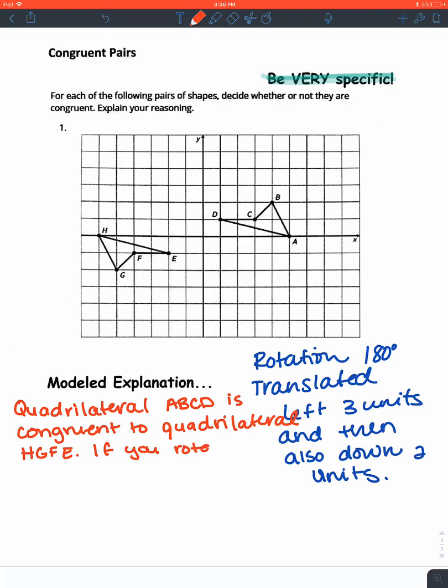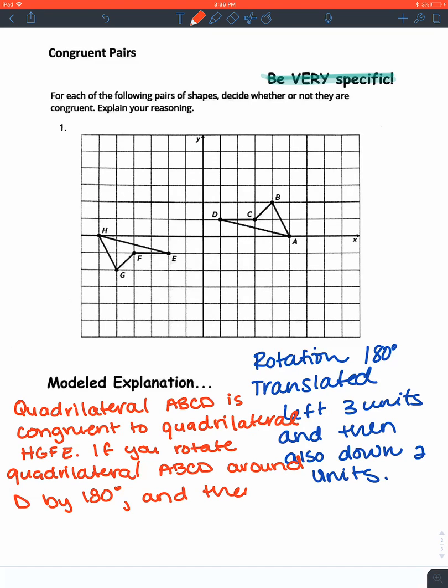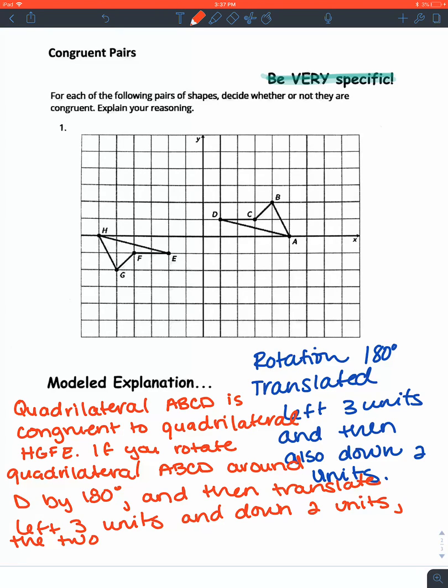If you rotate quadrilateral ABCD around D by 180 degrees, and then translate left 3 units and down 2 units, the two quadrilaterals would match perfectly.